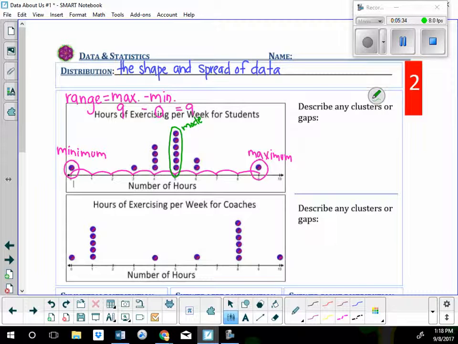Okay, now I want to look at clusters and gaps with you guys. Gaps describe space in between data points, and that's important that it's in between data points. So we have a gap from 1 to 2, and we have another gap from 7 to 8. And once again, that describes places in between data where there is no data present.